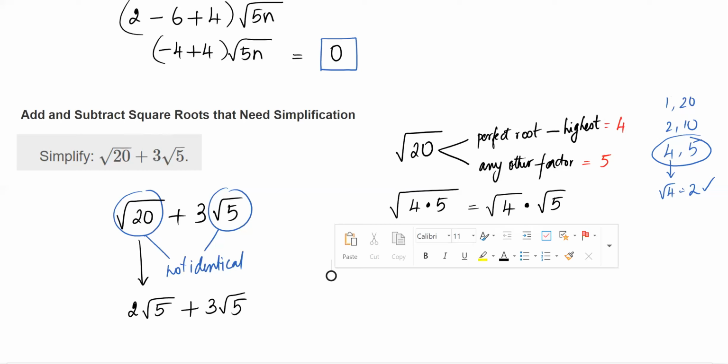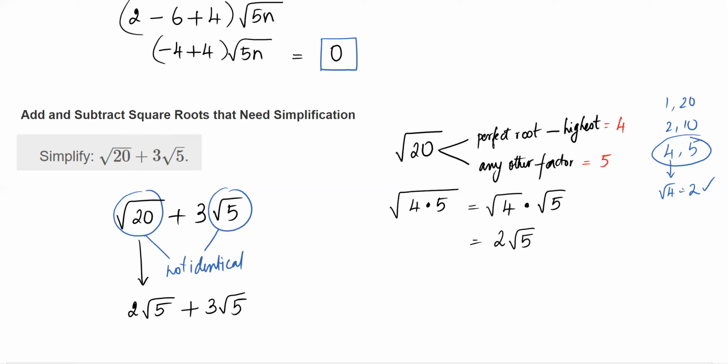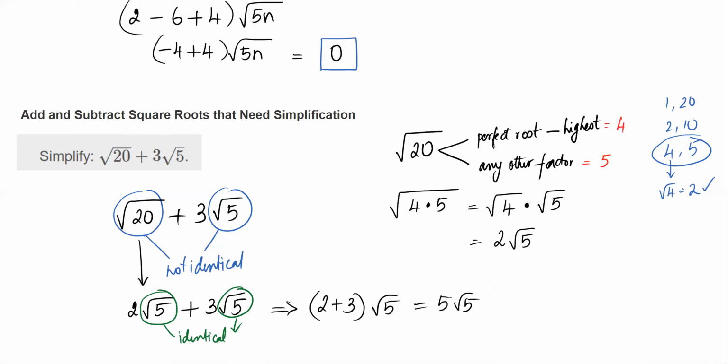Now you scan your radicals and see how it looks. Well, very clearly, this time they look identical. Now they're compatible to combine, which means 2 plus 3 can be added with the square root of 5, which is 5 root 5 as the final answer.